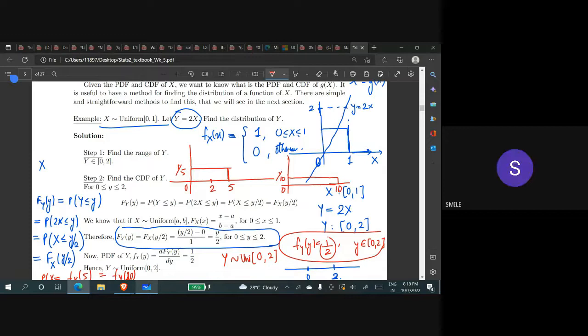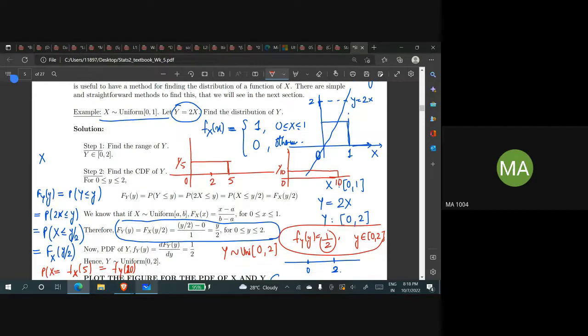So you're saying fx of 2, this is going to be 1 by 5. And what is fy of 2? That is also going to be 1 by 5. How is it going to be 1 by 10, right?